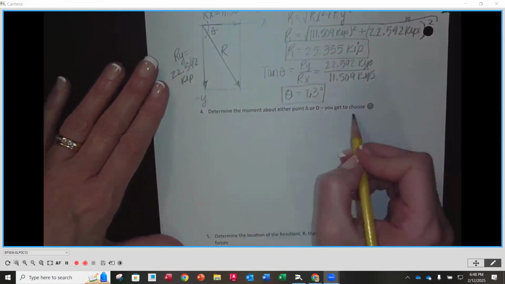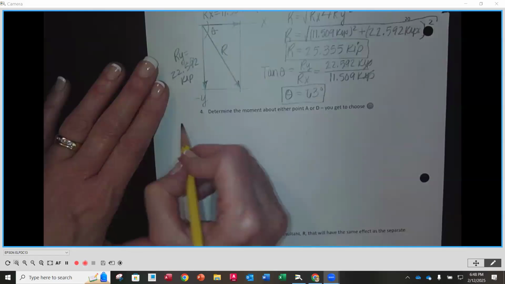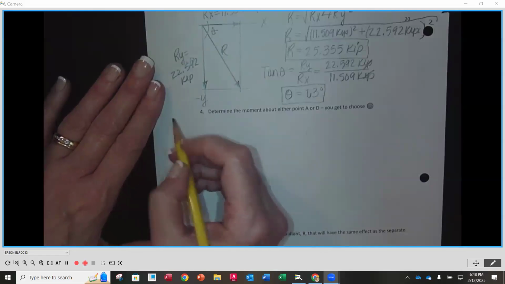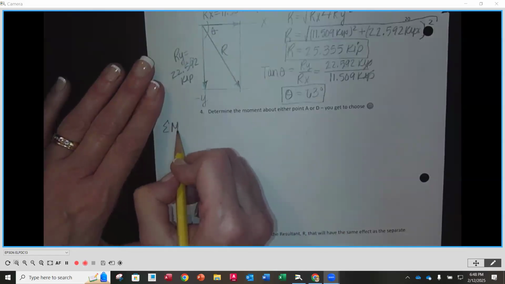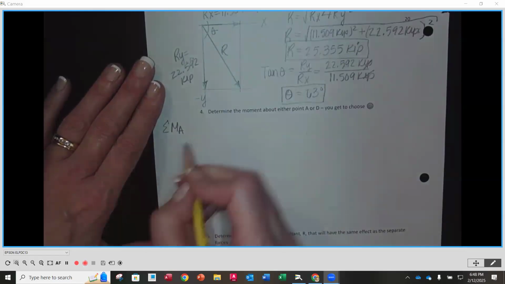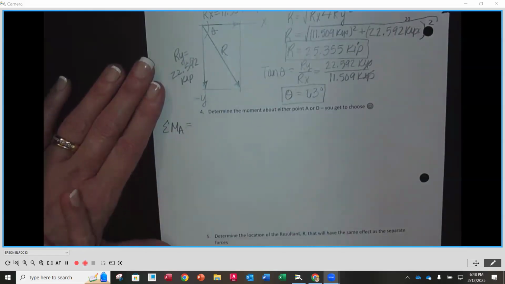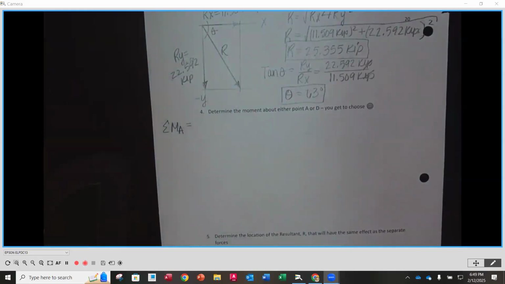It says you get to choose, but I'm going to do A. So I'm going to start over here again so that I have enough room. I'm going to sum my moments around A equal to, it's not equal to 0. We want to find what the moment is that's generated based on those individual forces. We want to get an actual value of a moment.